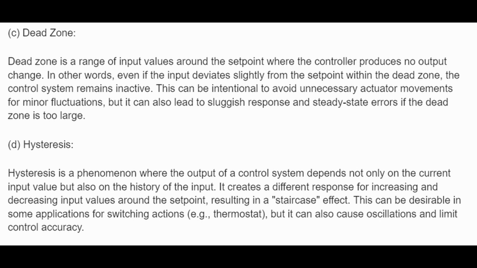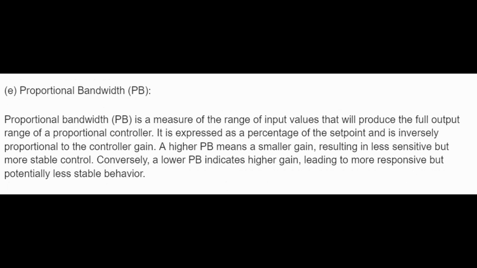D. Hysteresis. Hysteresis is a phenomenon where the output of a control system depends not only on the current input value, but also on the history of the input. It creates a different response for increasing and decreasing input values around the set point, resulting in a staircase effect. This can be desirable in some applications for switching actions, e.g. a thermostat, but it can also cause oscillations and limit control accuracy.